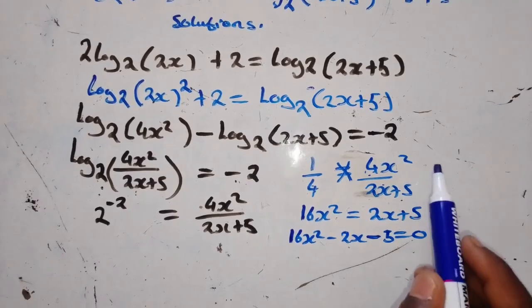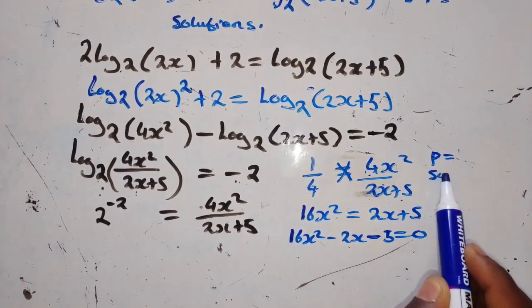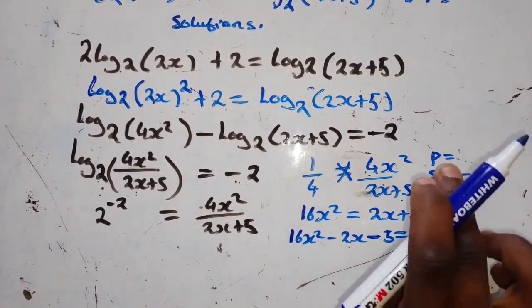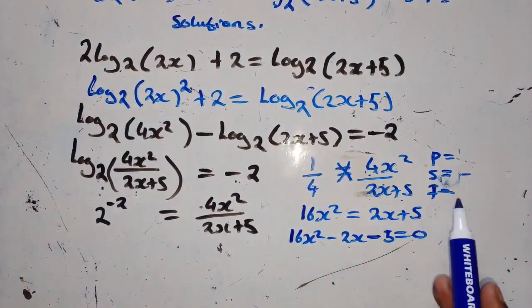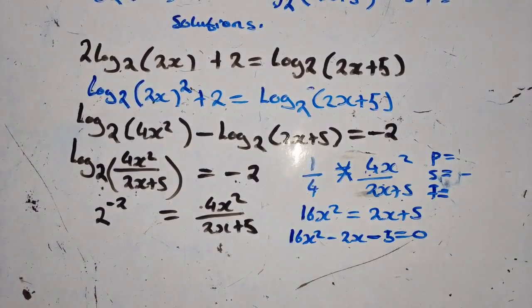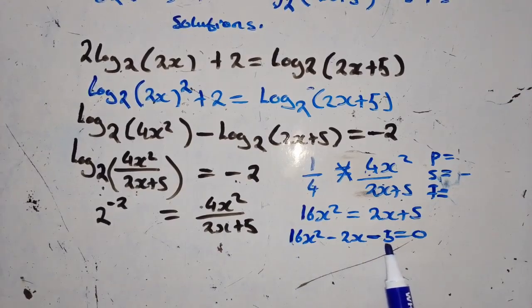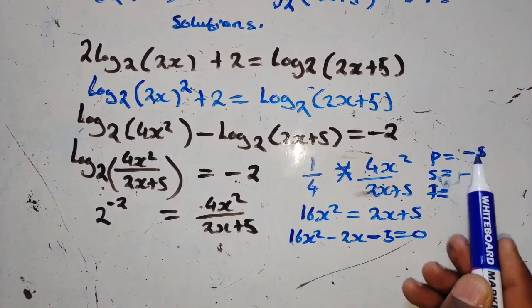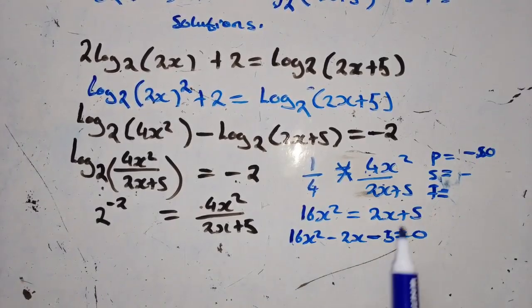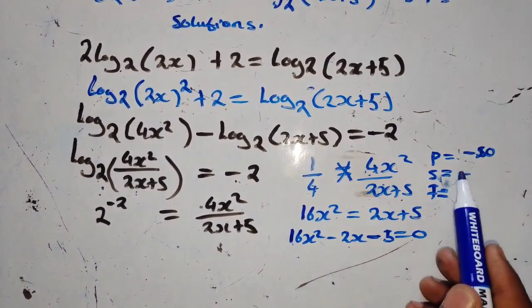Then you just find your product, sum, factor. S stands for sum, and the last one is factor. We find the product by multiplying this and this. So 16 multiplied by negative 5 gives us negative 80. Then the sum is just the number with a single letter x, so we are going to have our negative 2 here.